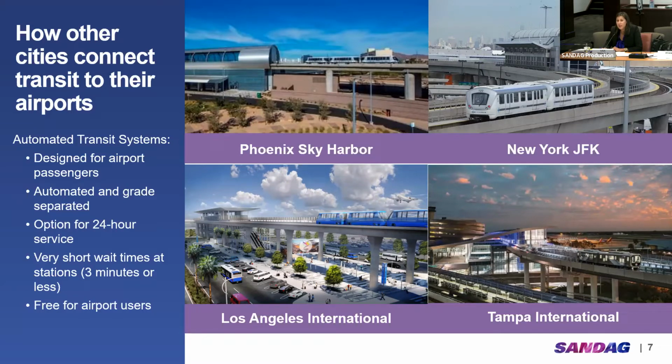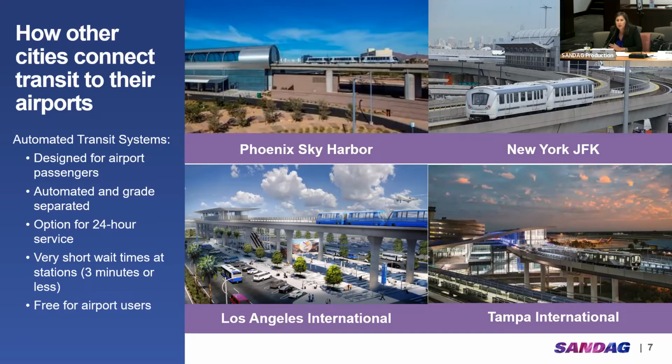Automated transit systems are similar to manually operated technologies like the trolley, except that they operate on an automated train control system. They're centrally controlled with no in-vehicle drivers, and they're designed for airport passengers with luggage and strollers, with low floors for easy boarding. They typically operate in 24-hour service. They have very short wait times, 2 to 3 minute headways and frequencies.